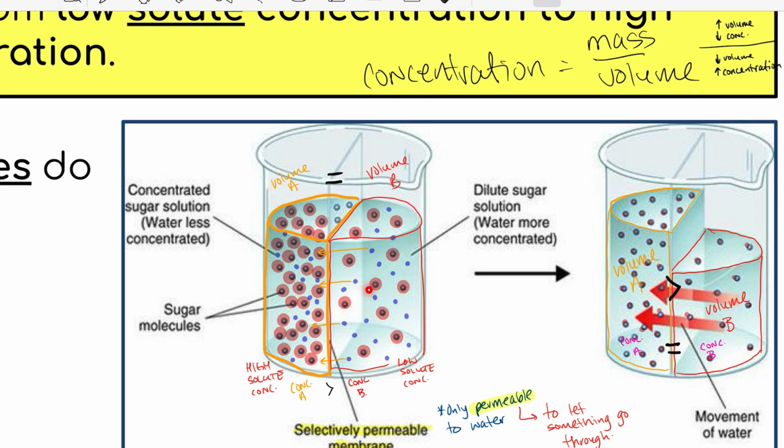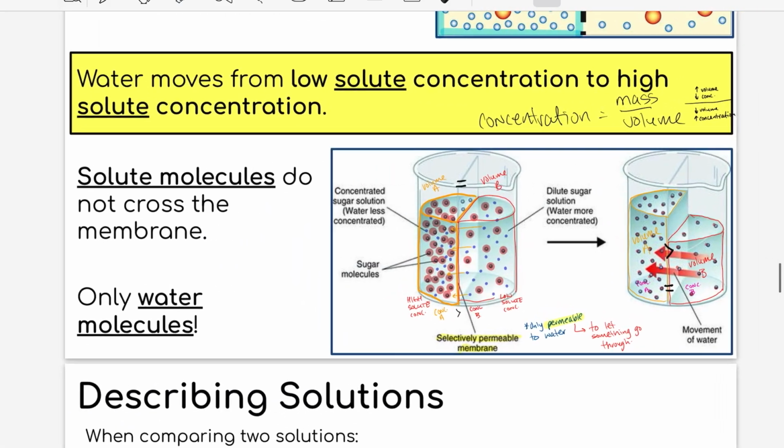Water molecules have moved into this higher concentration. They've moved from low solute concentration to high solute concentration. That caused the volume of this solution to increase. Therefore, the concentration decreased. Over here, the volume decreased, and so that increased the concentration. And this side will increase in volume, and this side will decrease in volume until the concentrations are equal and they have reached dynamic equilibrium.